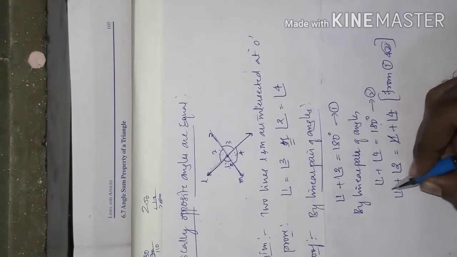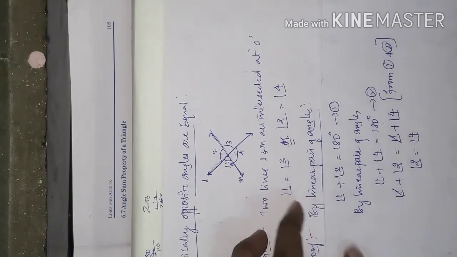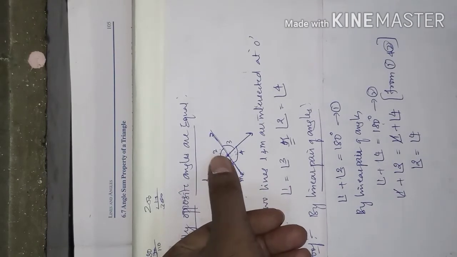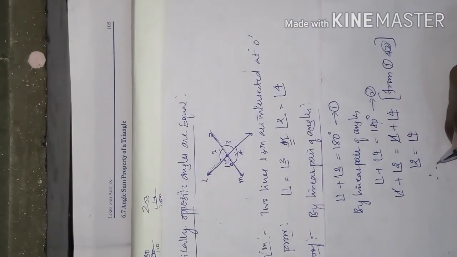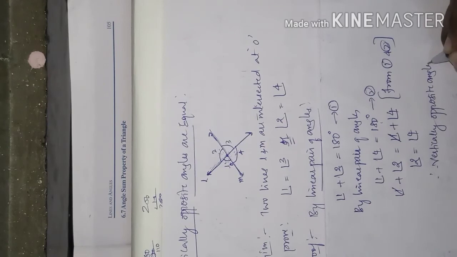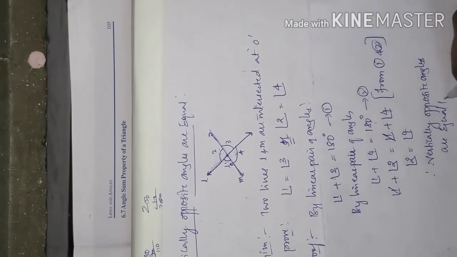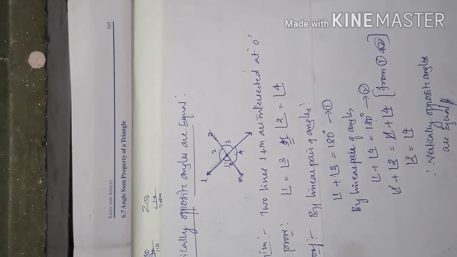So angle 1 and angle 1 get cancelled here. What remains? Angle 2 is equal to angle 4. These are the two angles, angle 2 and angle 4, so they are vertically opposite angles. Therefore, vertically opposite angles are equal. This is the proof. Fine. Thank you.